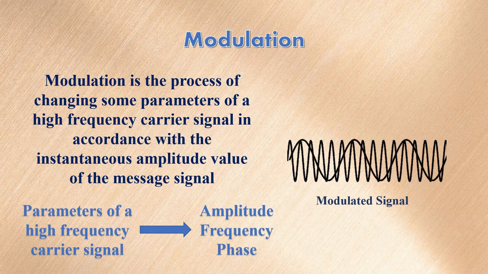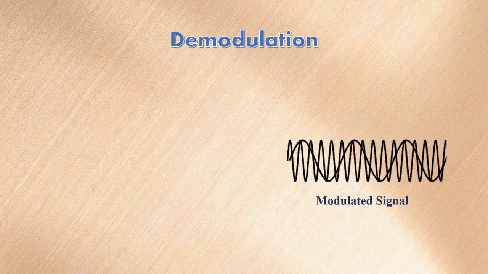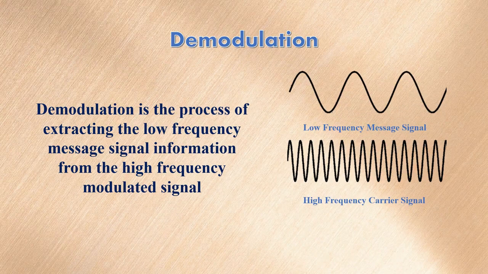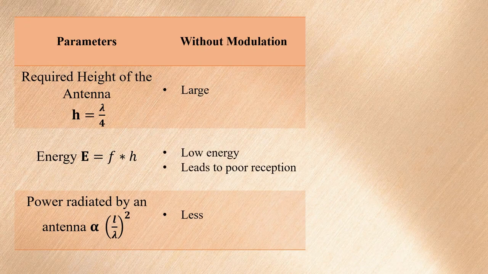At the receiver side, demodulation happens. The demodulator extracts the information of the low frequency signal from the modulated signal and this process is called demodulation. So demodulation is the process of extracting the low frequency message signal information from the high frequency modulated signal. The disadvantage of transferring the signal as a low frequency signal in the channel can be overcome with the help of modulation and demodulation techniques.